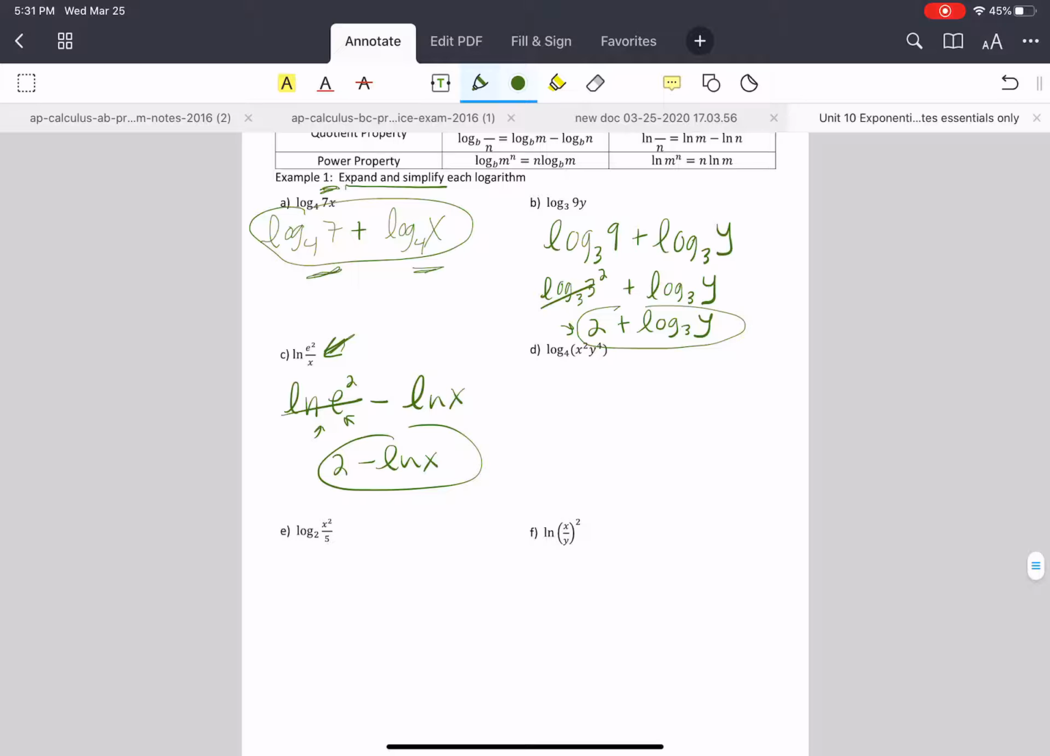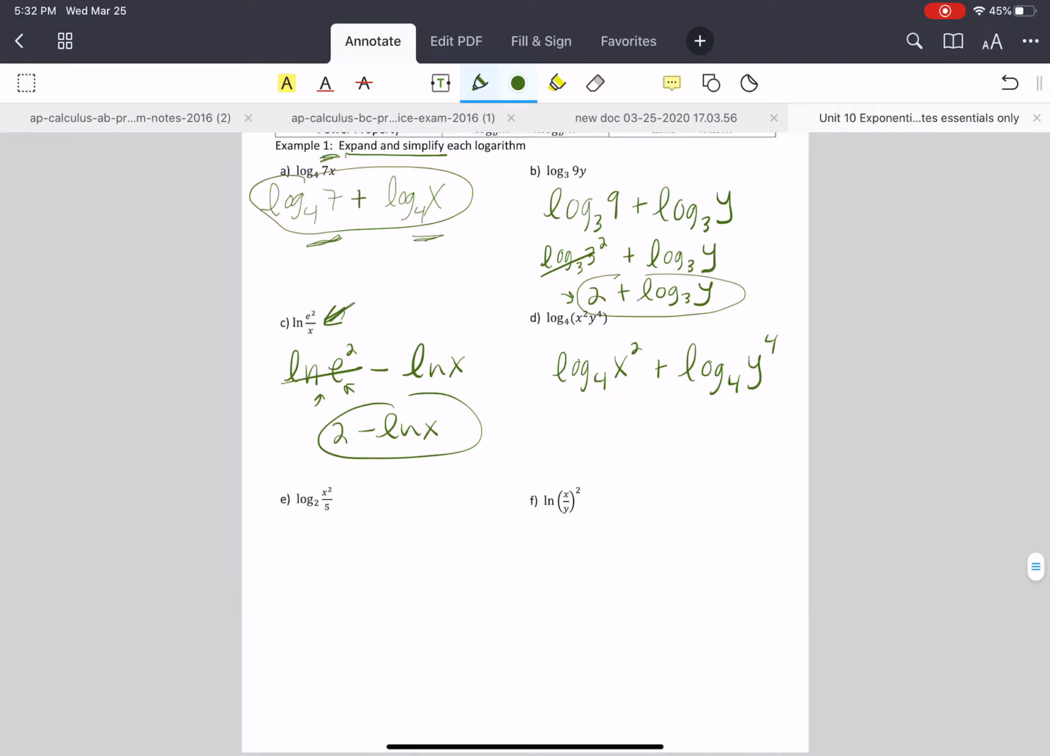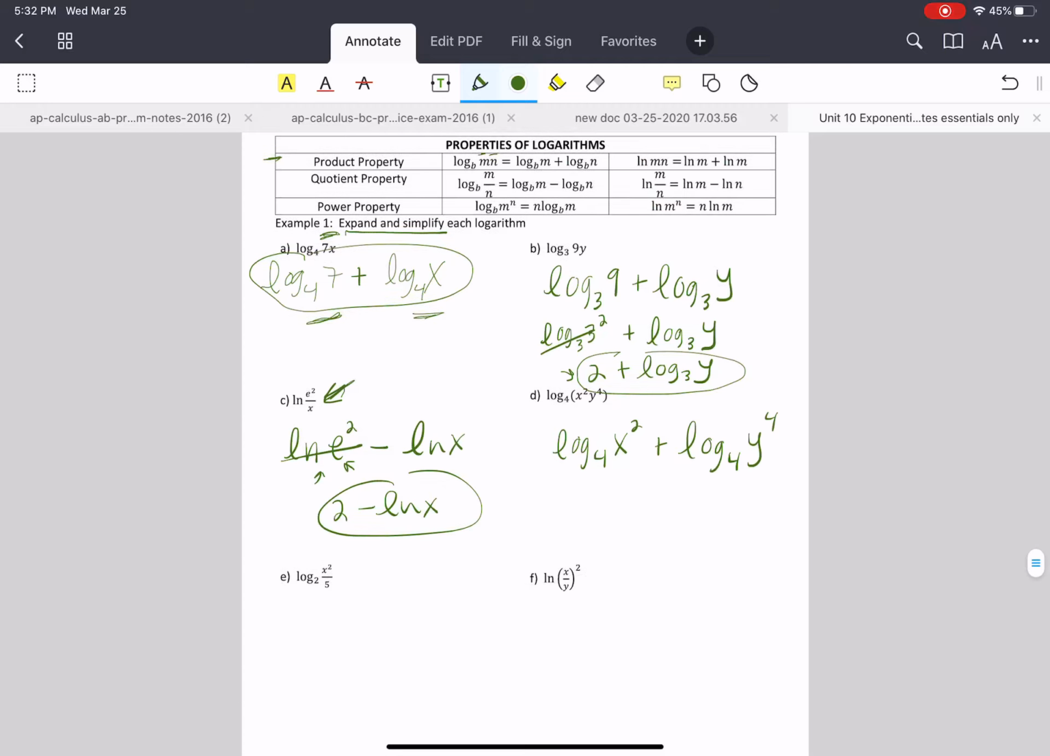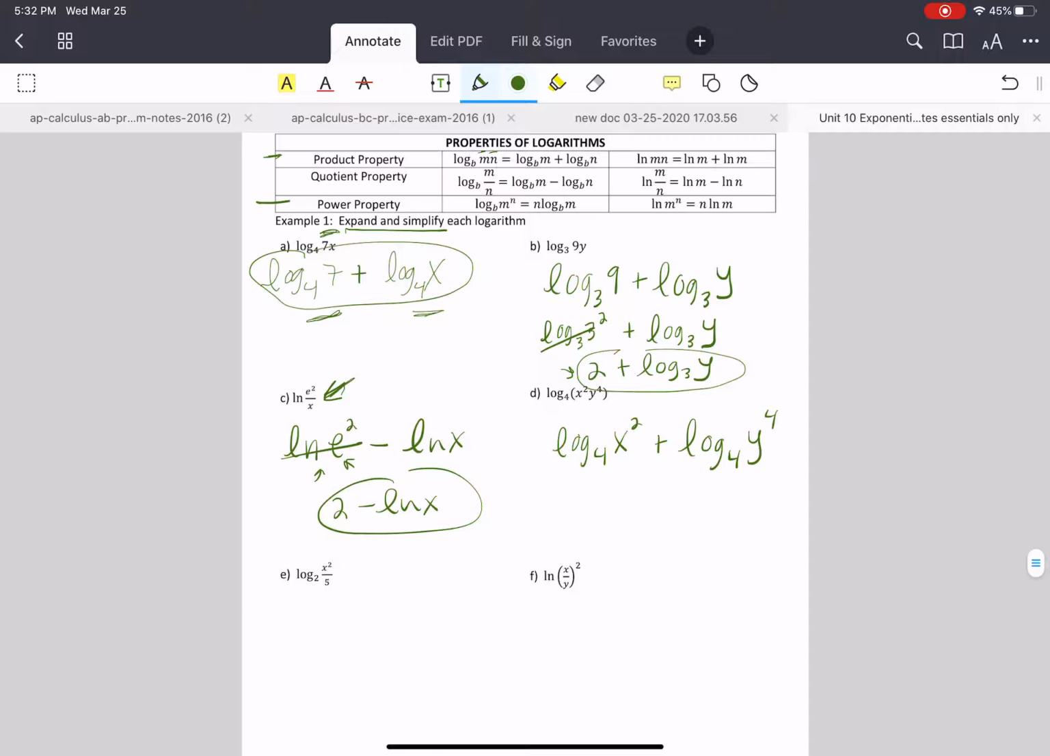D, I have a product again. So let's start by doing the product rule and see what we need to do from there. So I split it into two logs with the same base. Now I'm looking and I see that the x and the y have exponents on them. So I'm going to now do the power property.